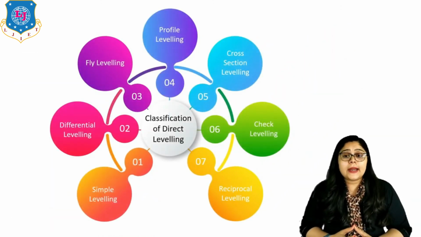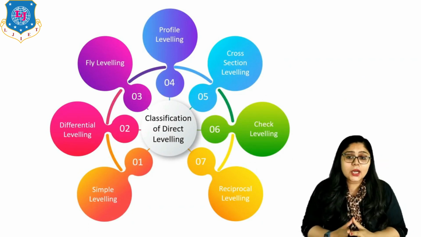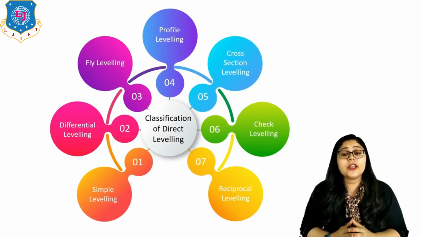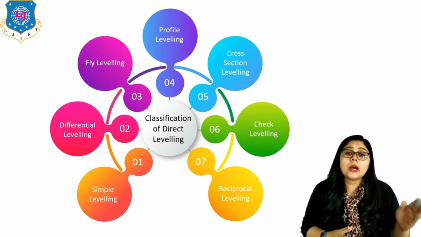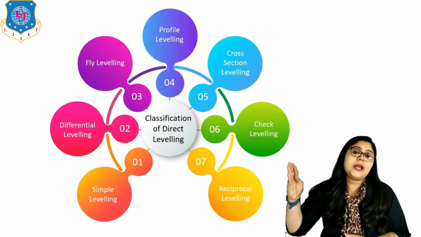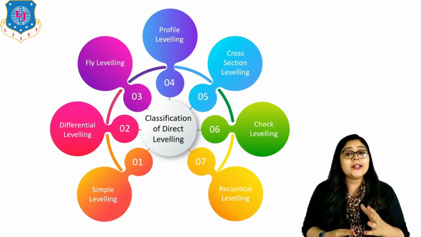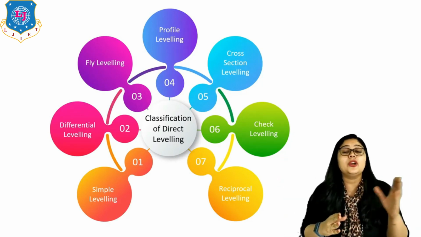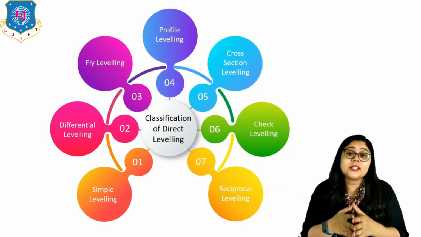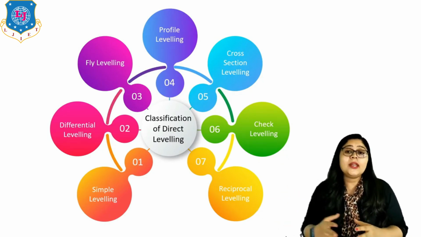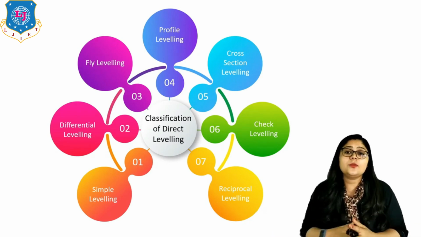Now you better understand that these all are the methods or the classification of direct leveling which are available. According to the ground condition, you have to select which kind of method you go for. For fly leveling, we simply want to connect the benchmark. For differential leveling, when the change points are there. For simple leveling, there is no need of change points.